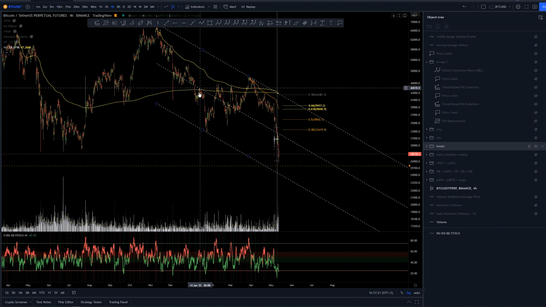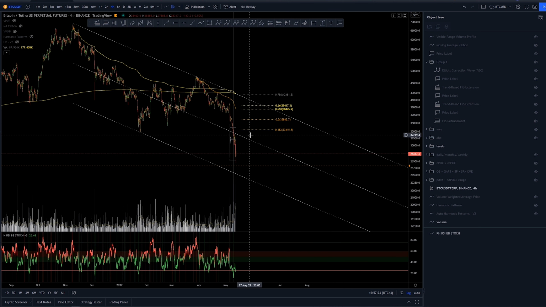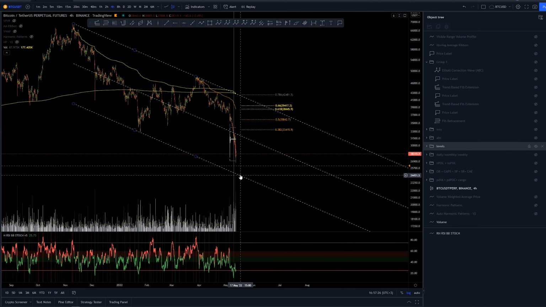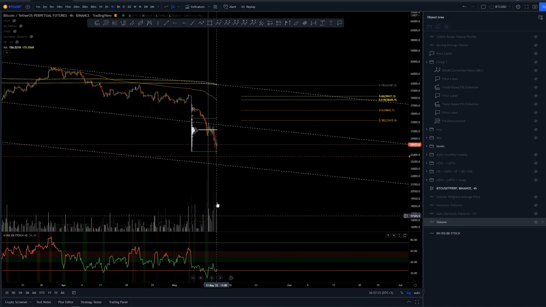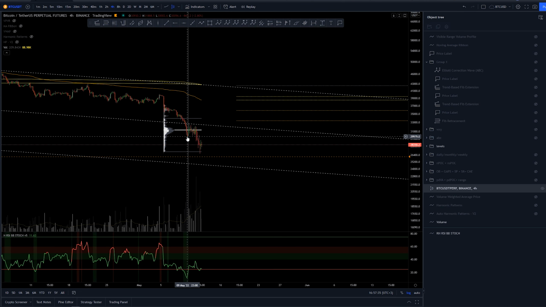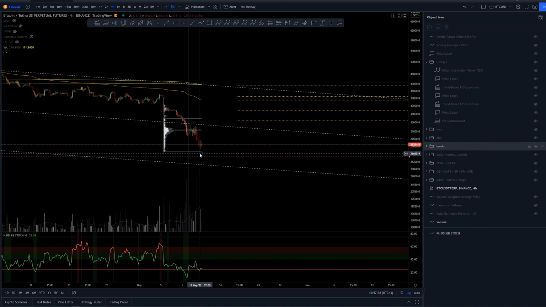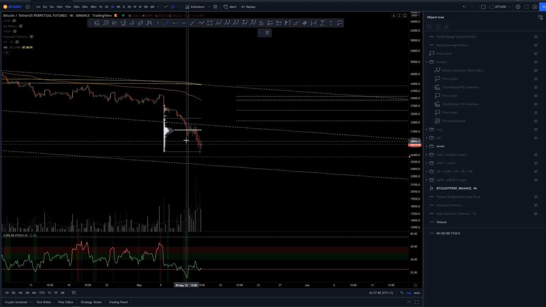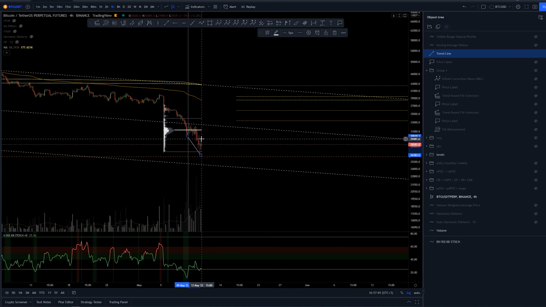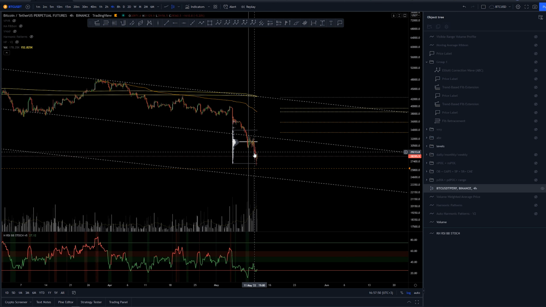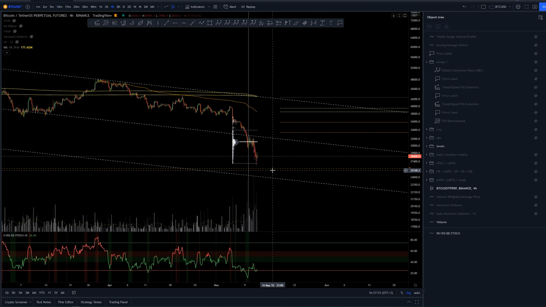It has been respected quite a few times here already, so I would be expecting some kind of reaction as well off of this low here. Currently we are looking at a divergence here on RSI between the lows of May 9th and the current lows of May 12th. A clear divergence here. Definitely can go lower, as we were looking at with Elliott Wave, expecting at least two more lows for the third and the fifth wave.